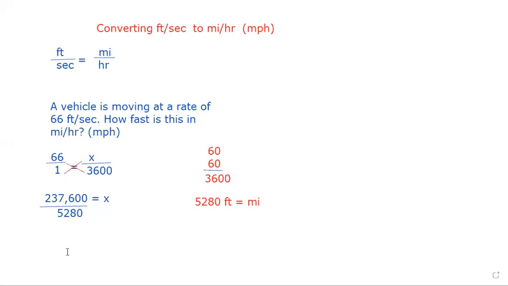And then when we divide this 237,600 feet by 5,280 feet, we will get 45. So that is 45 miles per hour. So 66 feet in 1 second is equal to 45 miles in 3,600 seconds. Well, remember, 3,600 seconds equals an hour. And that's how we do it.